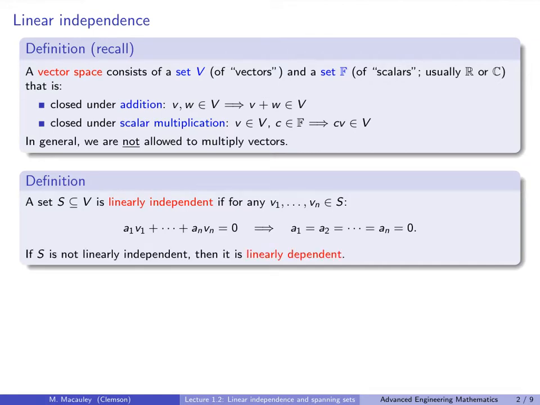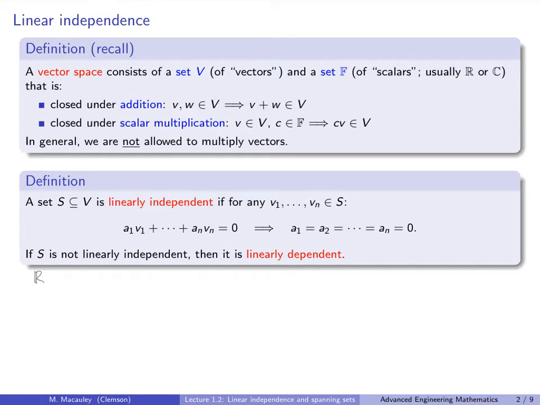If S is not linearly independent, then we say it is linearly dependent. Sometimes we drop the word linearly from both of these for brevity and just say independent or dependent. Let's do some examples. I'll do an example followed by a non-example.